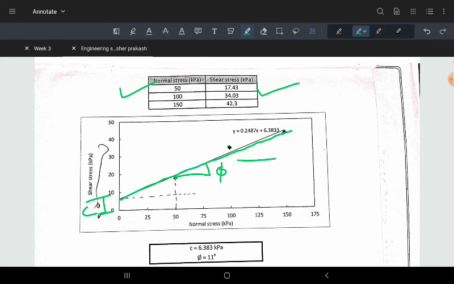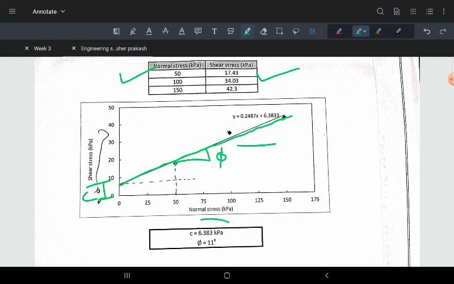This is practically what the student has done. These are the results here. The C came out to be 6.38 kilopascal and phi came out to be 11. This is the DST.